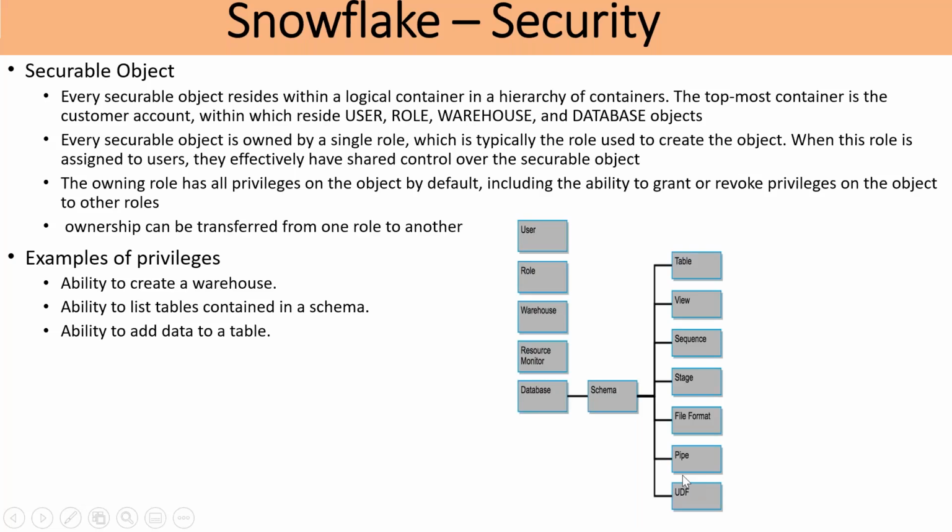So, user, role, warehouse, resource monitor, and database, these are all part of one. They are on the same level. Underneath the account, you have all of them. Underneath the database, you have the other objects. Are we clear?